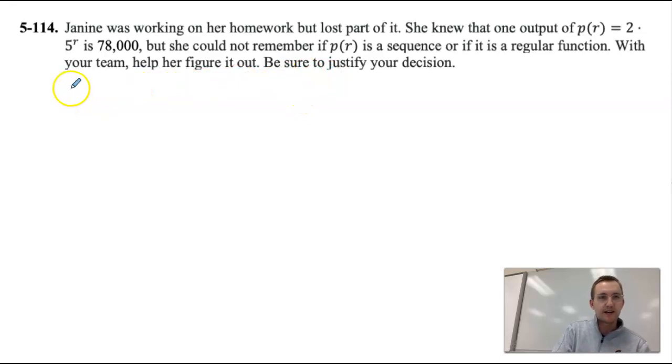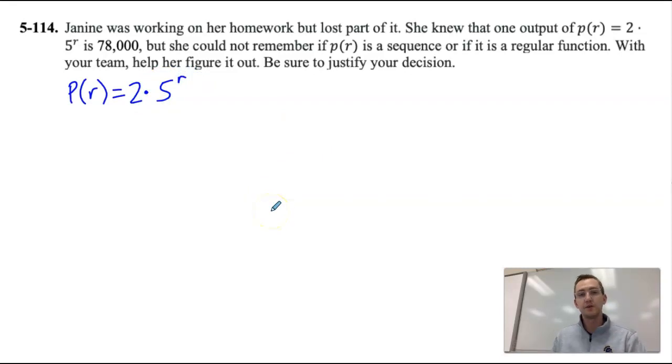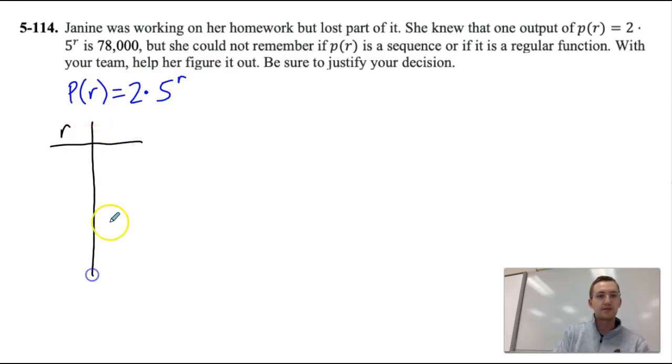I'm going to rewrite our equation because it's kind of funky the way it's written right now. So P of R is equal to 2 times 5 to the R. The first thing that I want to do is make a table and list some inputs and some outputs for this situation so we can see what's going to happen as we increase R. We have R, and P of R as our output. So let's go 1 through 7: 1, 2, 3, 4, 5, 6, and 7.